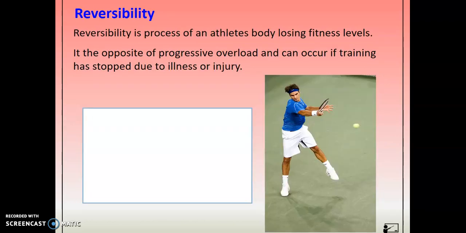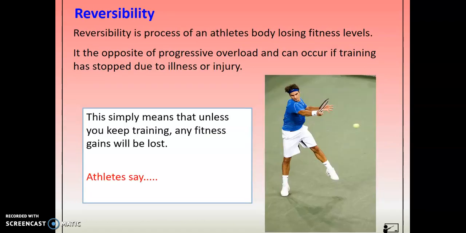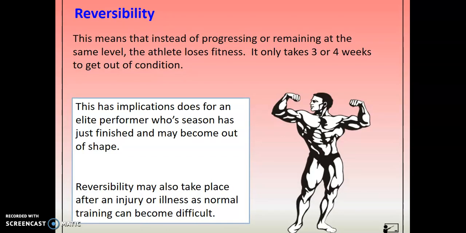Reversibility then. So reversibility can happen if you have to stop training. You still need to talk about this. So you're going to talk about how you're going to maybe include rest days so that you don't get injured, so that you don't experience reversibility. Some of you will have experienced this yourselves through injury. Again, like I say, if you don't use it, you lose it.